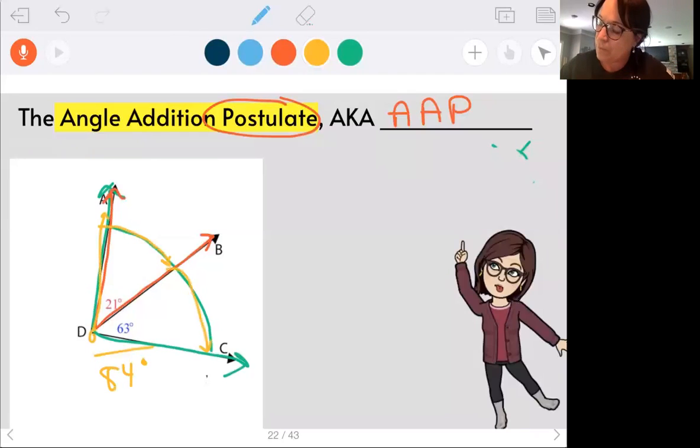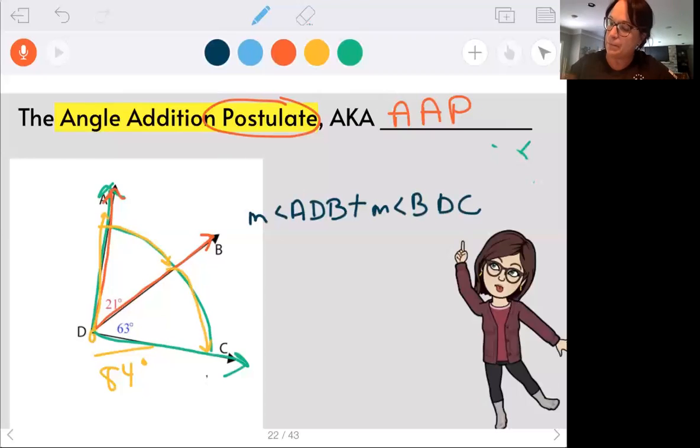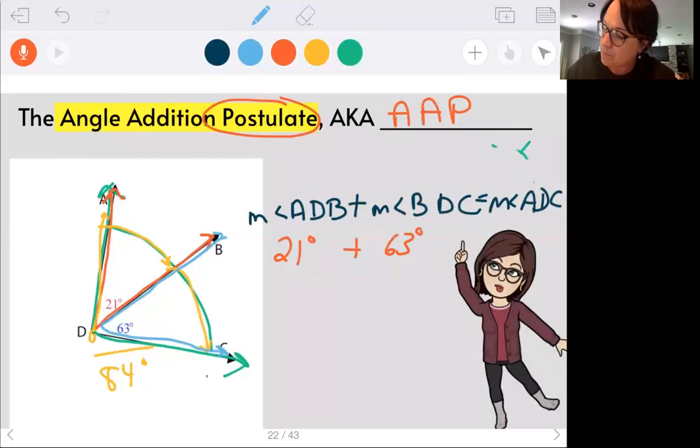Let's put it in its notation. It says that the measure of angle A to D to B, the one in red, plus the measure of angle B to D to C, let's put that one in blue, equals the measure of angle A to D to C. Basically, the two pieces add up to the whole way. In terms of the numbers, we would say 21 degrees plus 63 degrees equals 84 degrees, the whole way.